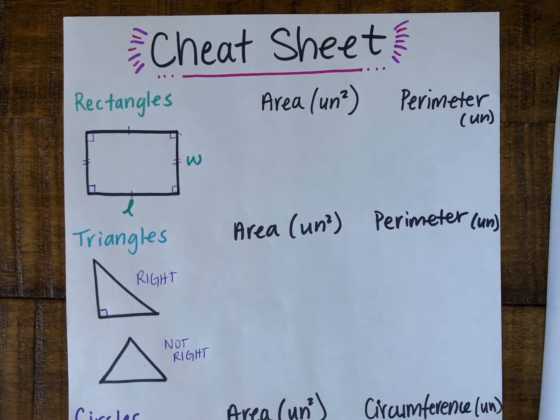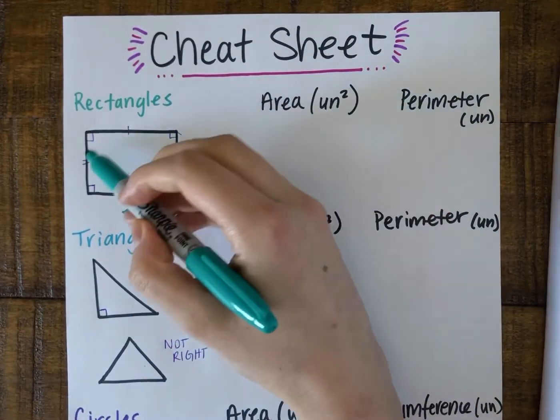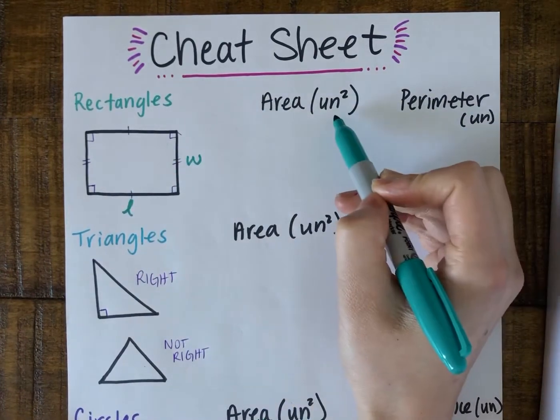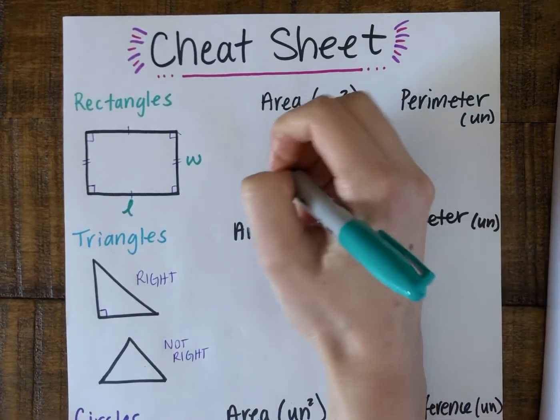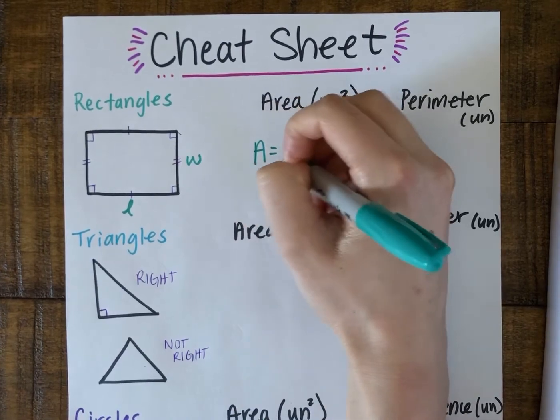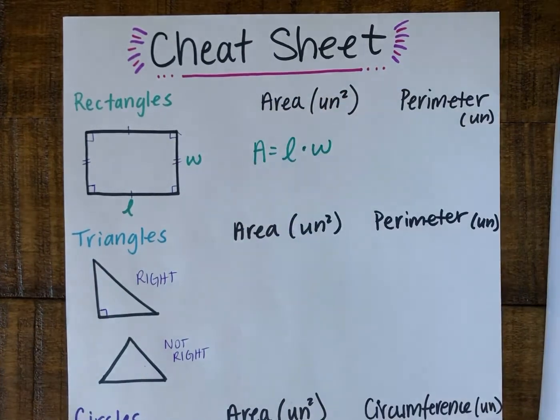The area for a rectangle, the space inside that is measured in square units, can be found by taking length times width.